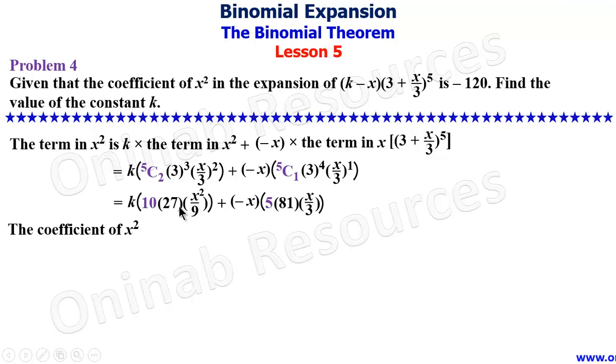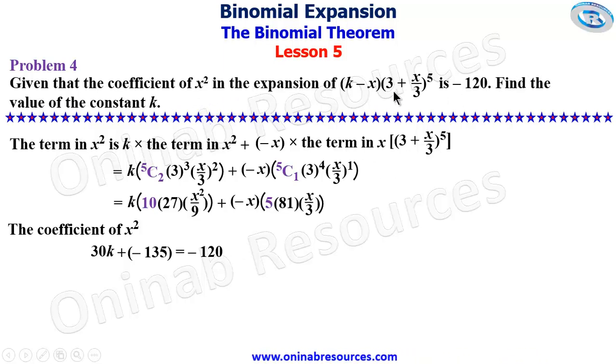Simplifying this, we are only interested in the numerical part. So we are going to have 27 divided by 9 gives 3, 3 times 10 gives 30, times k will give us 30k, then plus 81 divided by 3 is 27 times 5 will give us 135. If you multiply by the coefficient of x here, which is negative, this is equal to negative 120 as it is given in the problem. The coefficient of x squared in the expansion is negative 120.